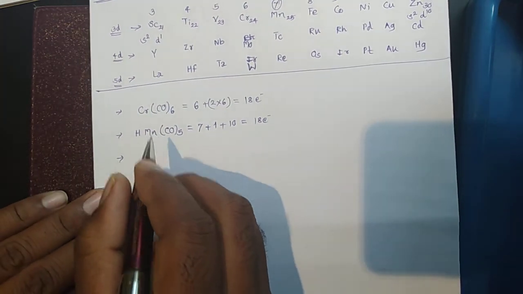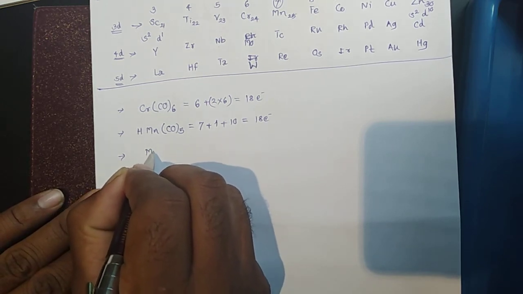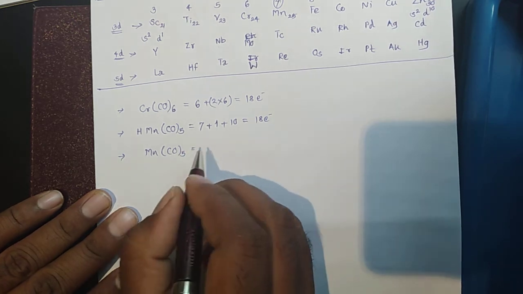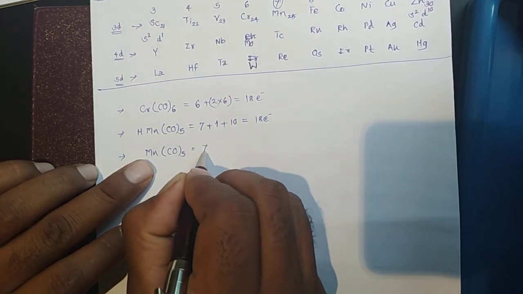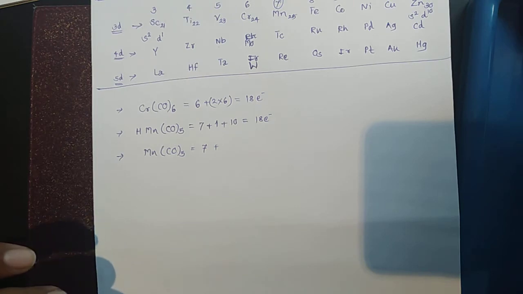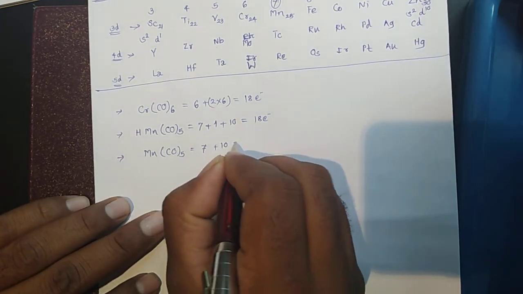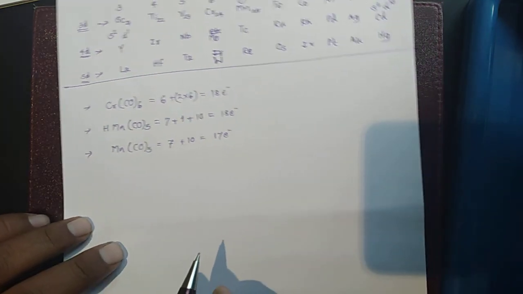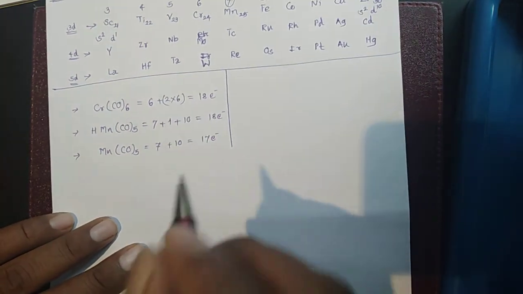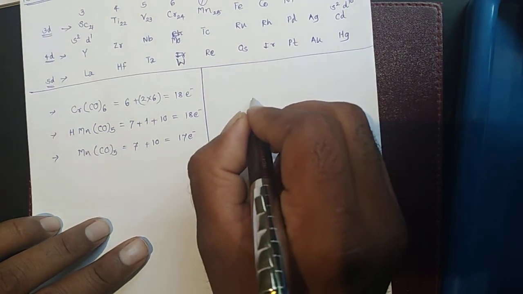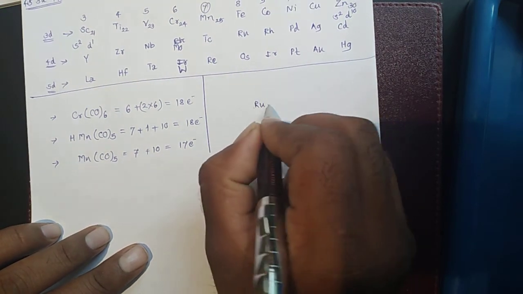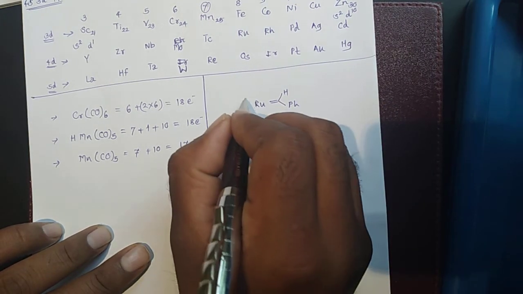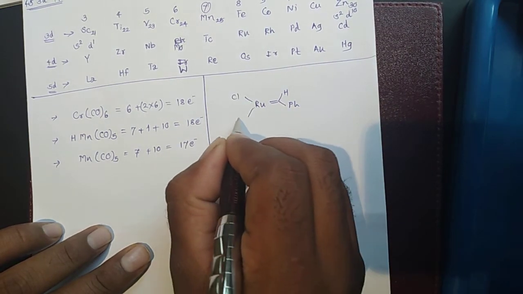The next one is only Mn(CO)5. Mn is again 7, then 5 carbonyls will provide 10, so 17 electrons. So like this we can calculate. I will take another example. It seems difficult, but it is very easy.